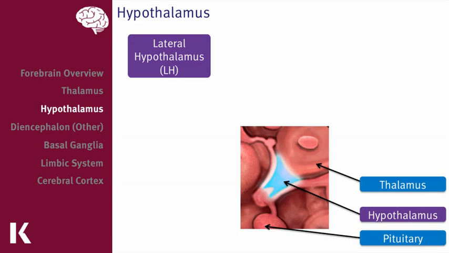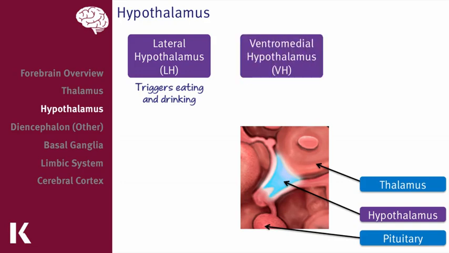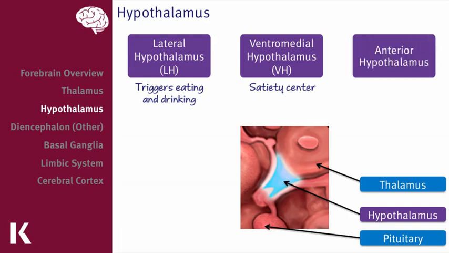The lateral hypothalamus triggers our eating and drinking. So this is the part of our brain that recognizes that our caloric or water balance is not quite right, and we need to correct that by taking in nutrients. The middle part of our hypothalamus is also known as the ventromedial hypothalamus, and this is our satiating center. So this is the part of our brain that recognizes we have enough food, we're full, we don't need to eat anymore, and helps us to not feel hungry anymore. The forward part of the hypothalamus, or the anterior, is the part of our brain that controls sexual behavior.